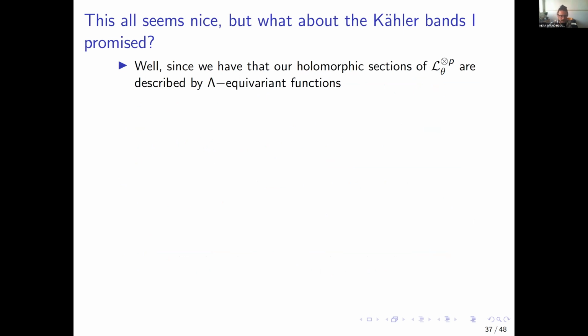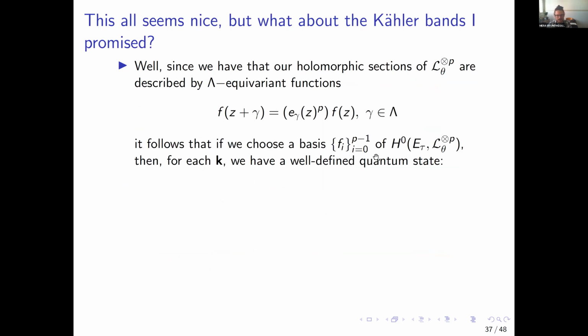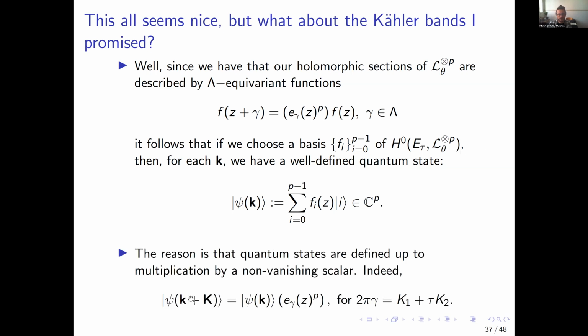So this all seems nice, but what about the Kähler bands? Well, since we have that our holomorphic sections are given by lambda equivariant functions, lambda being the lattice, then if we choose a basis for this vector space of theta functions, we have a well-defined quantum state given by this linear combination, where these f_i's are a basis of this vector space of the same dimension. So what you see is that if you translate k by a reciprocal lattice vector, since all these functions transform in this way, what you get is a phase multiplication from the previous. Since quantum states are defined up to multiplication by non-vanishing scalar, it follows that this family of quantum states described like this is well defined.